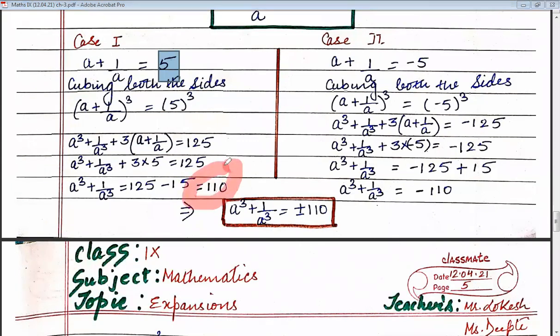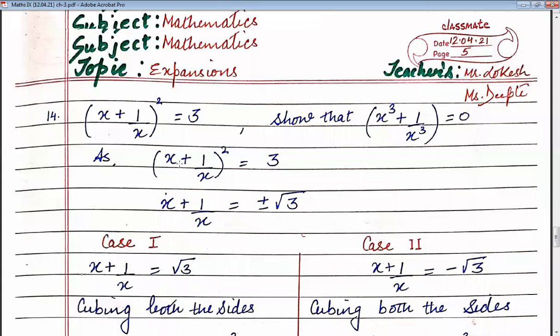110. Okay, now similarly when you take up the second case, that is minus 5. So when you solve it, your answer is minus 110. So the final answer for a cube plus 1 upon a cube is equal to plus minus 110. Okay, children. So we got the values of both the things. Now let's move on to our question number 14.